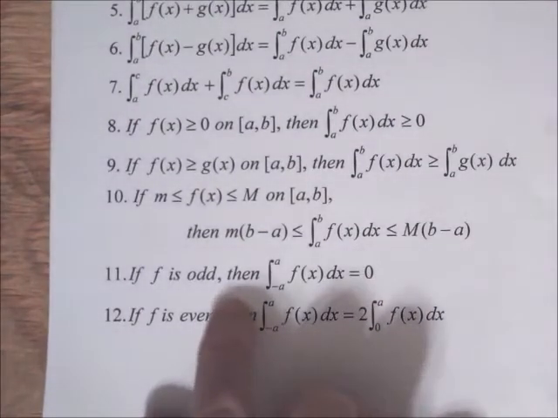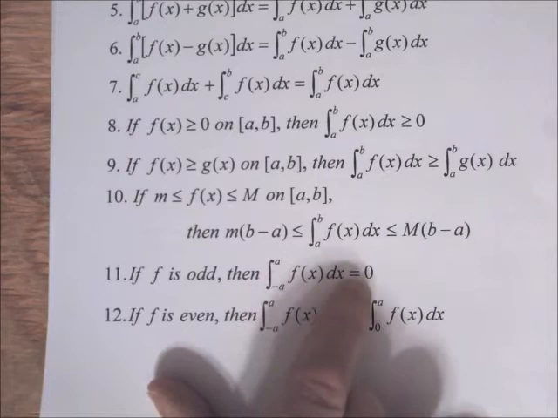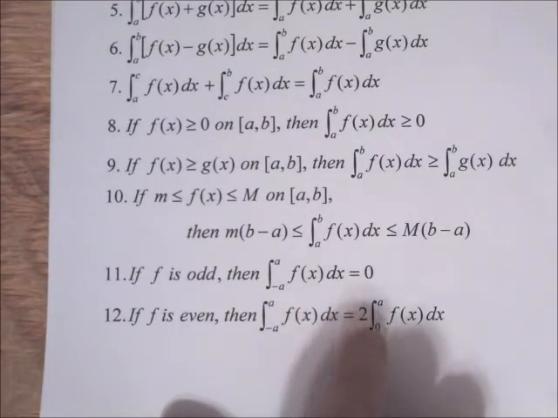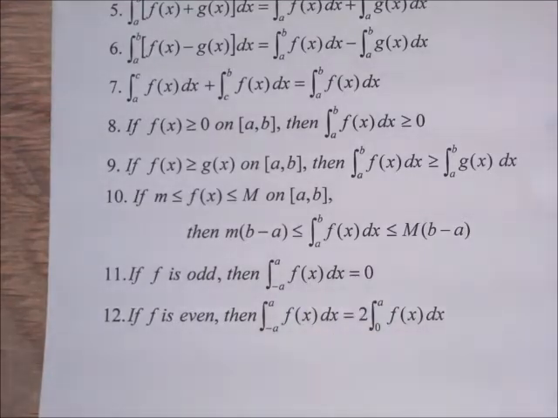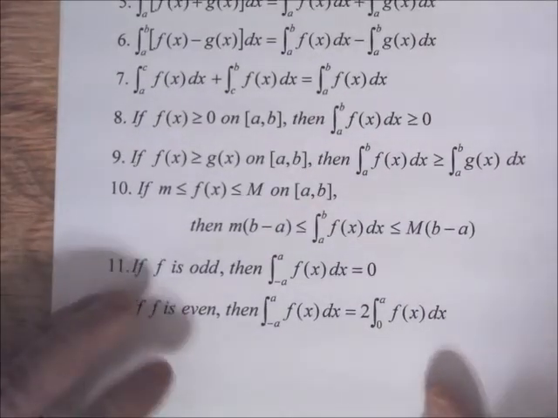If f is an odd function, the integral from minus a to a is equal to 0. If f is an even function, then the integral from minus a to a is equal to twice the integral from 0 to a. So those are some properties. They're fairly straightforward to prove. They more or less follow from the definition of the integral.